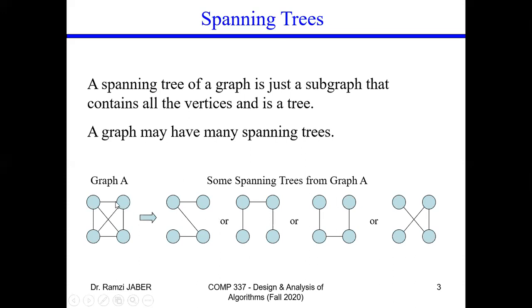In this example, we have four nodes connected to each other with undirected, weighted edges, but undirected, okay? So this one is a spanning tree. A spanning tree means a tree that contains all nodes. This is another one, this is another one, and so on.